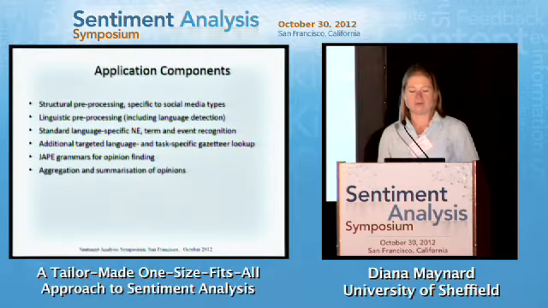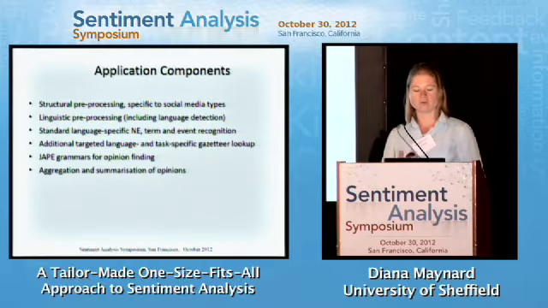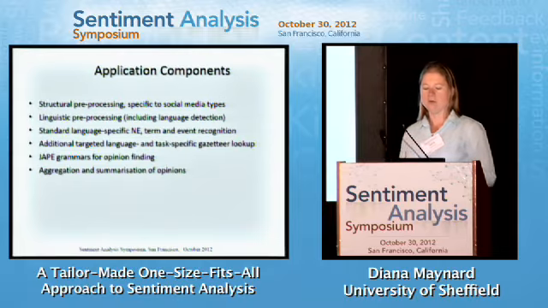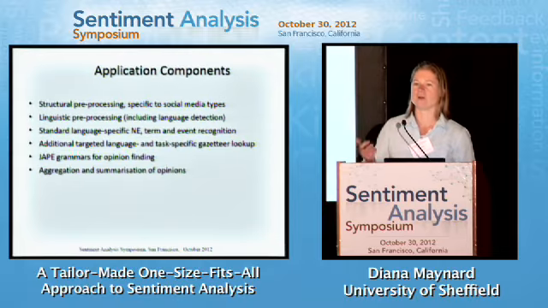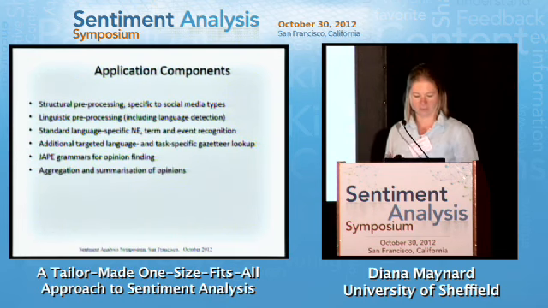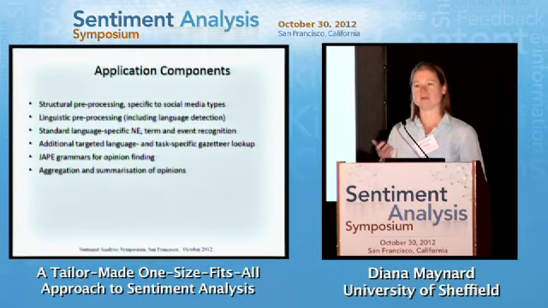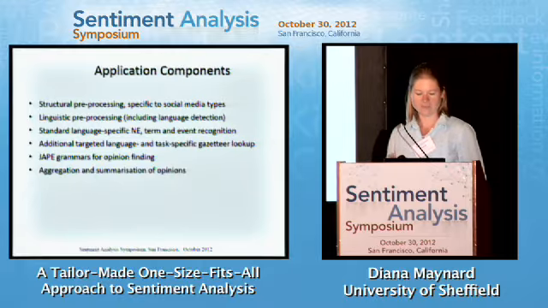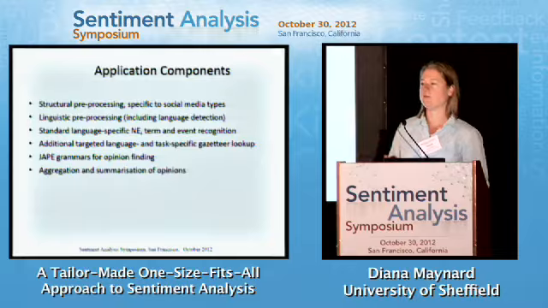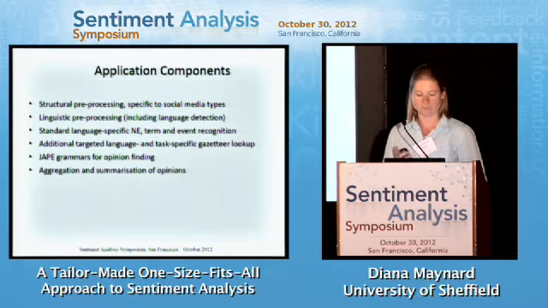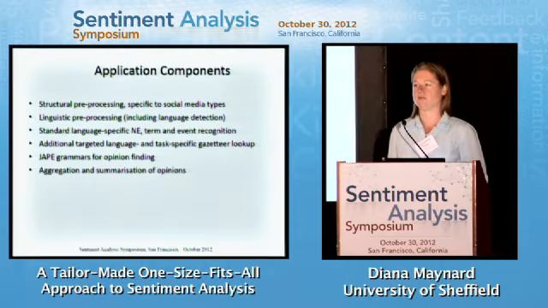So we can break this down into the following set of components. We have some structural pre-processing, which is specific to the social media types. So, for example, extracting the content of a tweet from the metadata and so on. Linguistic pre-processing, so this is things like language detection and other things like tokenization, sentence splitting, and so on. Then we have standard language-specific named entity, term, and event recognition modules. Then we have additional targeted language and task-specific gazetteer lookup.